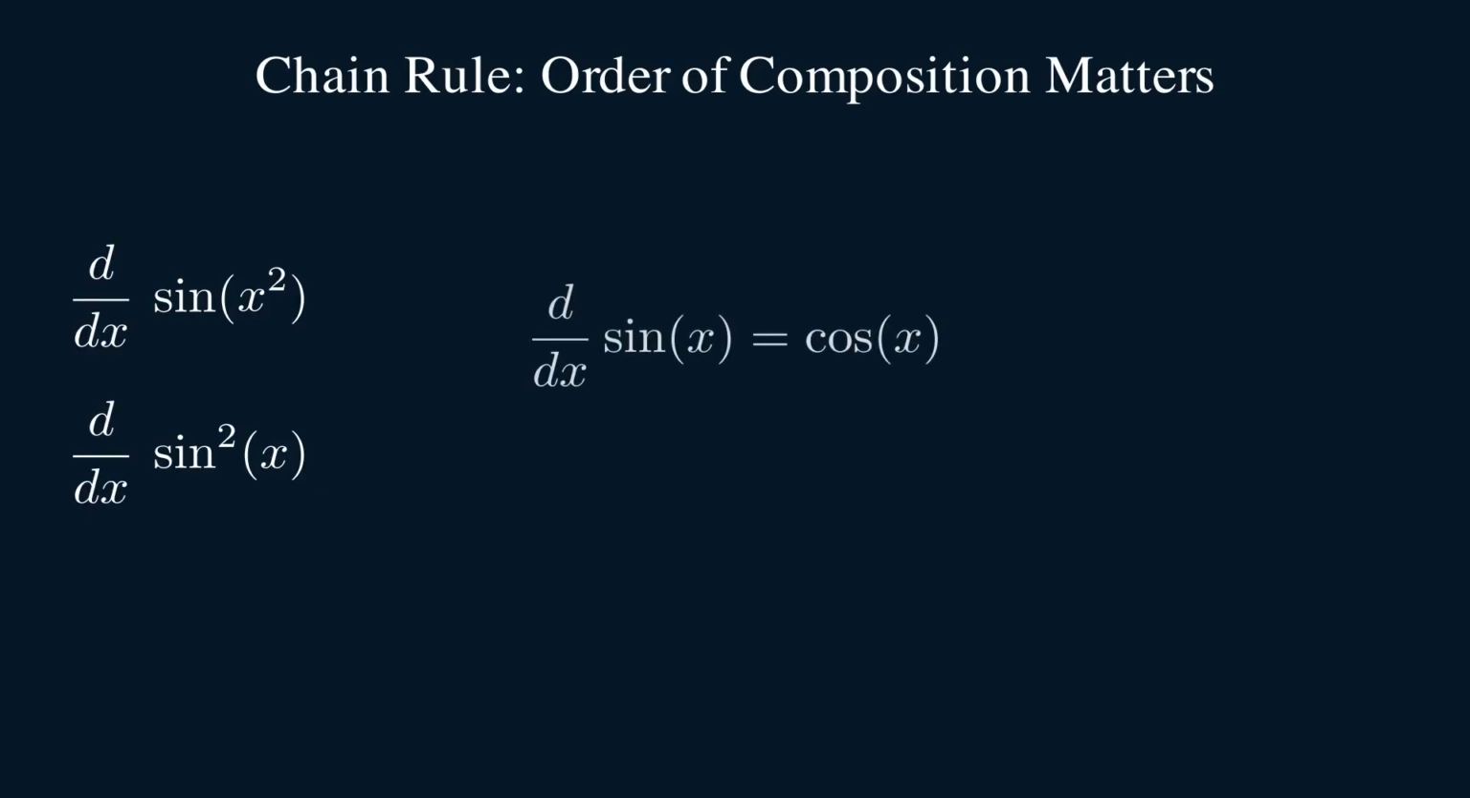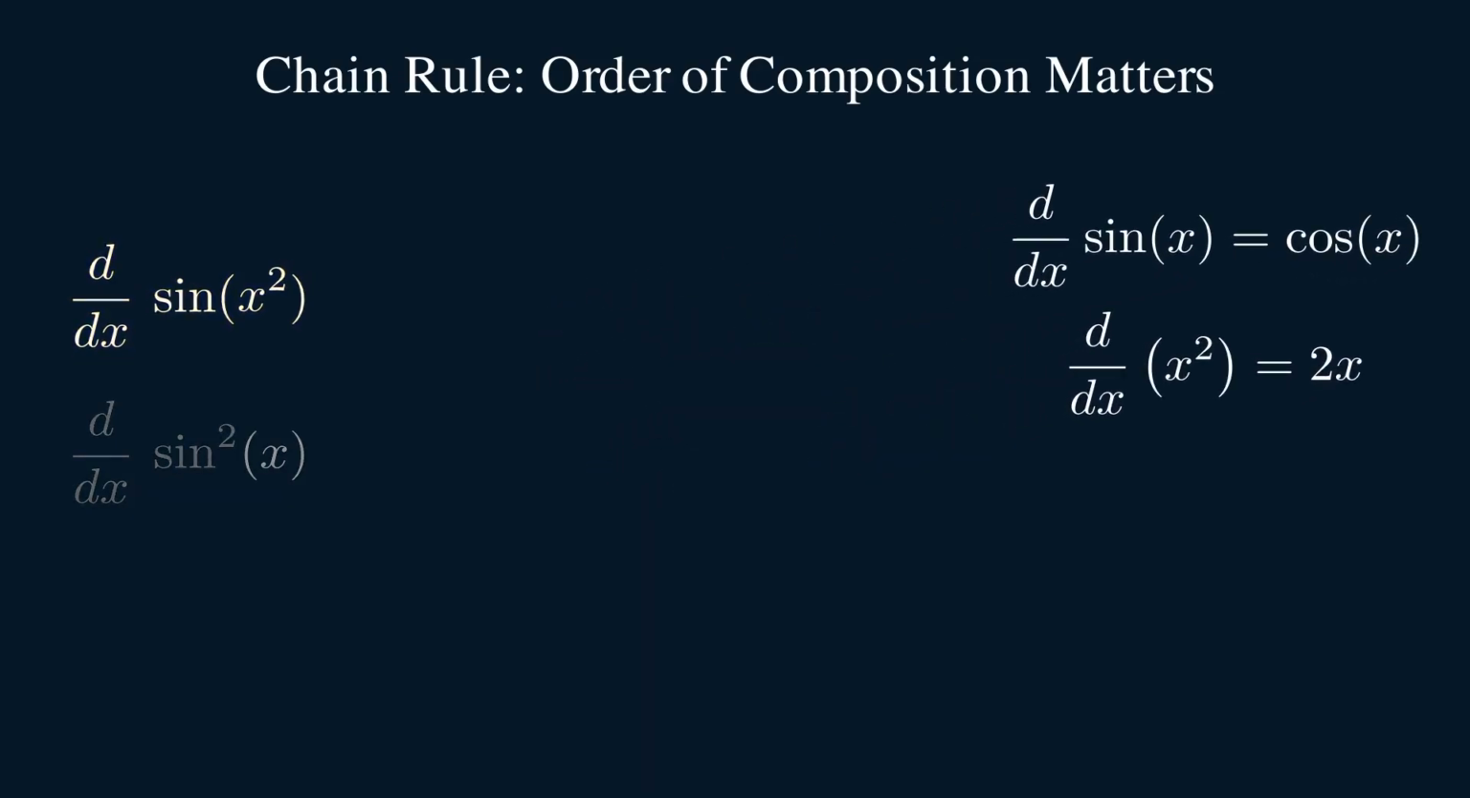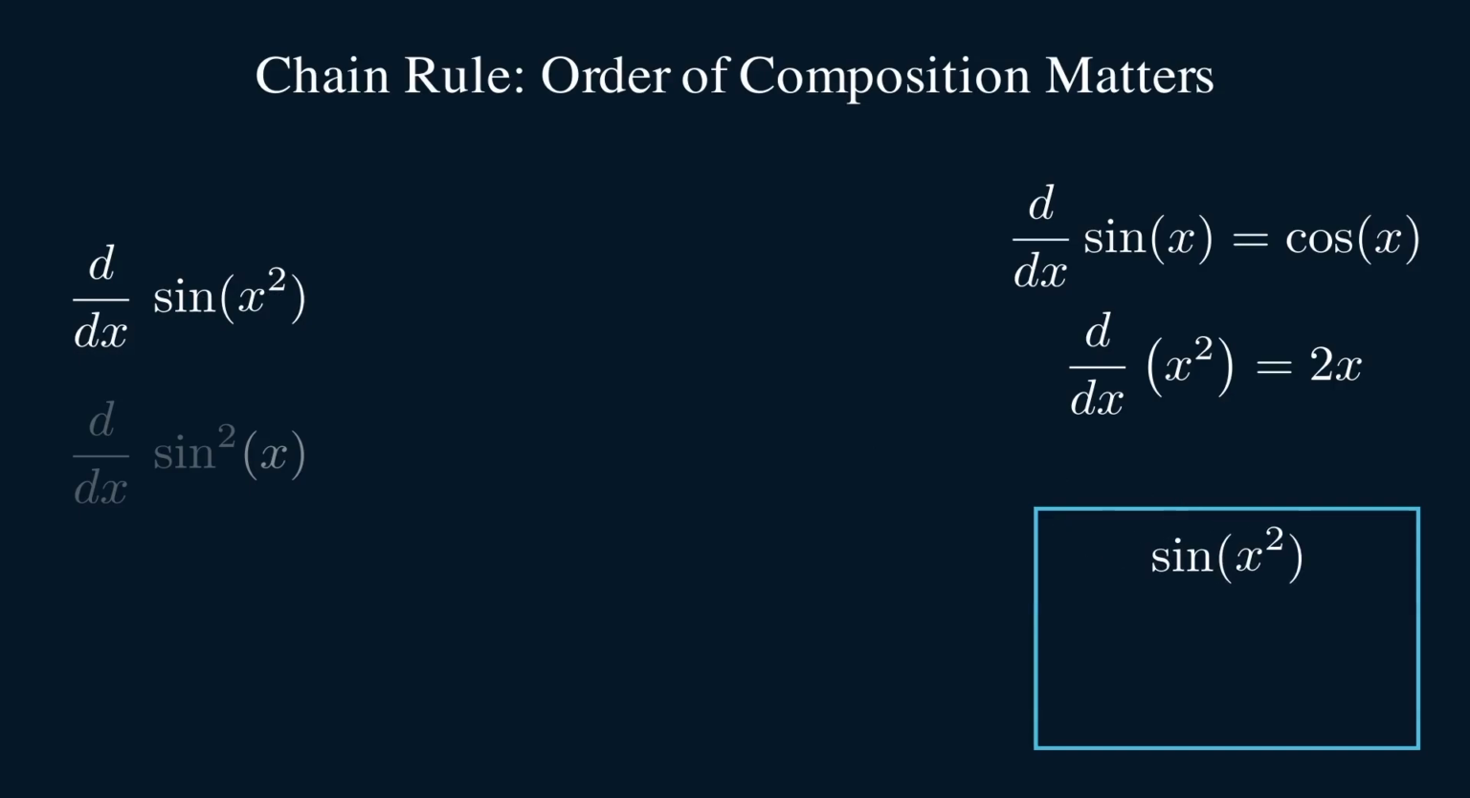Now, we will see how the order of composition affects the application of the chain rule. Let's consider the compositions of sine of x and x squared in different orders. Note that the square of sine of x is written as sine squared x. Now we find the derivatives of these composite functions, using the chain rule, and the derivatives of sine of x and x squared. First, we find the derivative of sine of x squared.